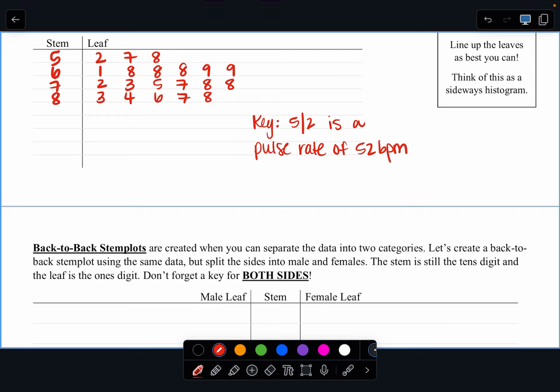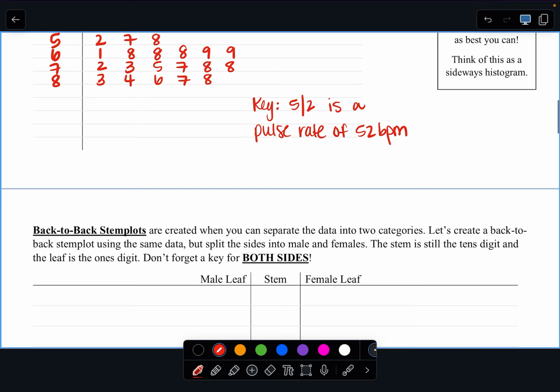When I went around and looked at everyone's graphs, one of the things I mentioned was, do you have a title? Yes, you can sort your numbers perfectly, but do I know what that data represents? So make sure you actually include the context of this. So I have my regular stem and leaf plot.